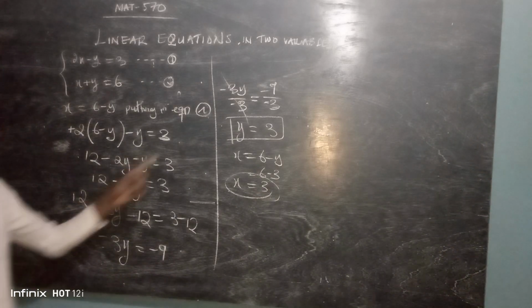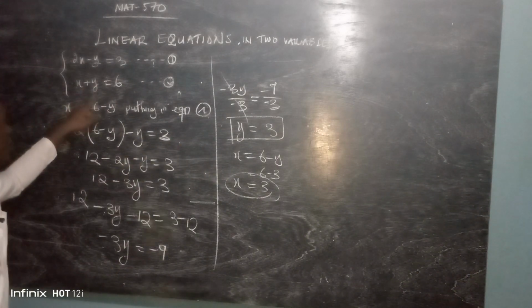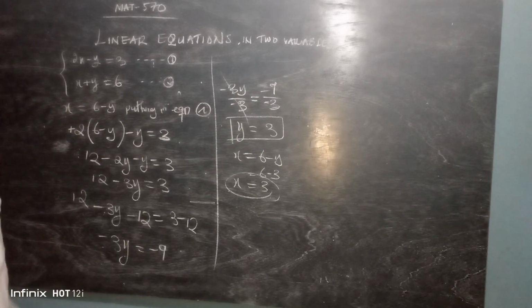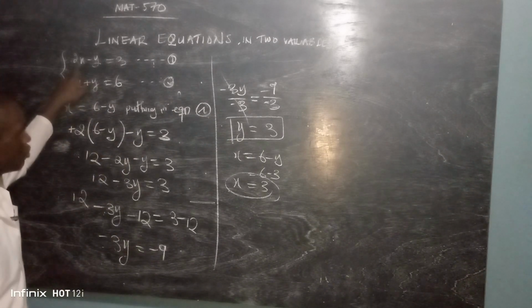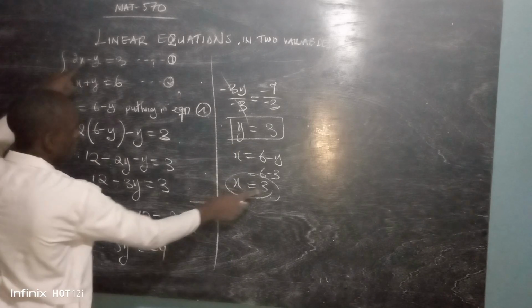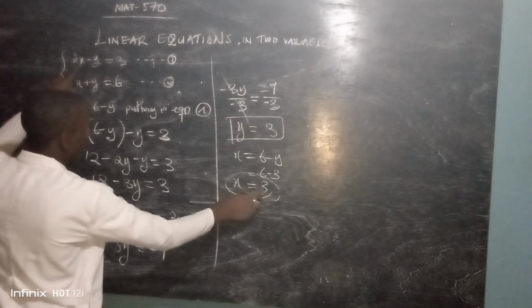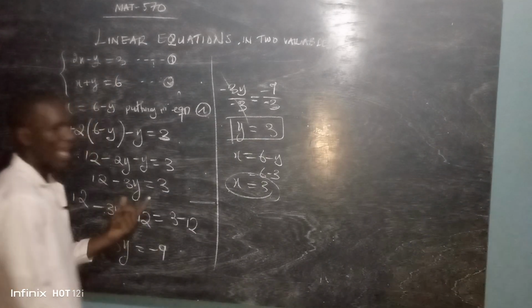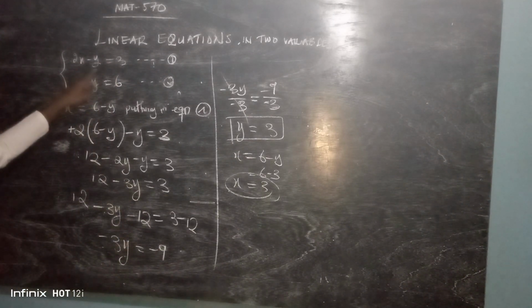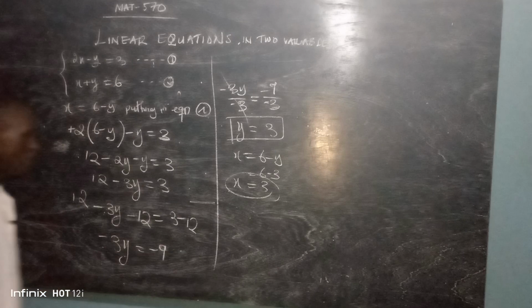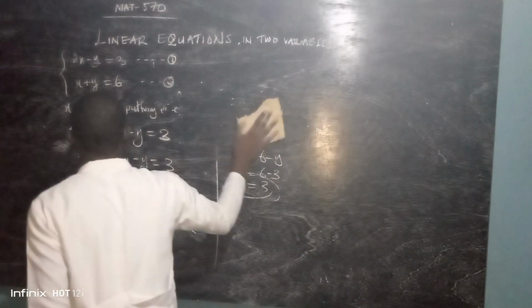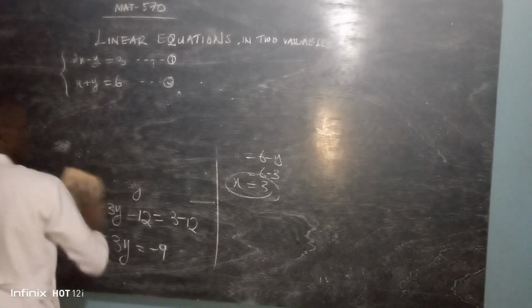Once you have solved, you check. You see that 3 plus 3 is what? 6. So you satisfy equation 2. Then you put here 3 times x. 2 times 3 gives 6, minus 3, 3. So the answer you get must satisfy equation 1 and equation 2. So that's how you solve simultaneous equations using the substitution method.